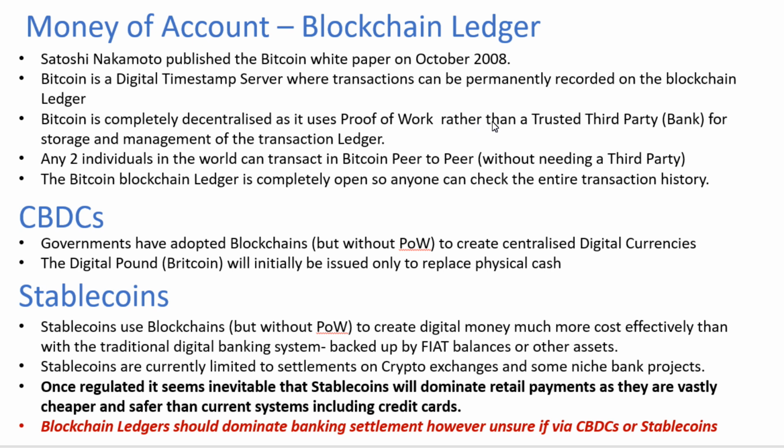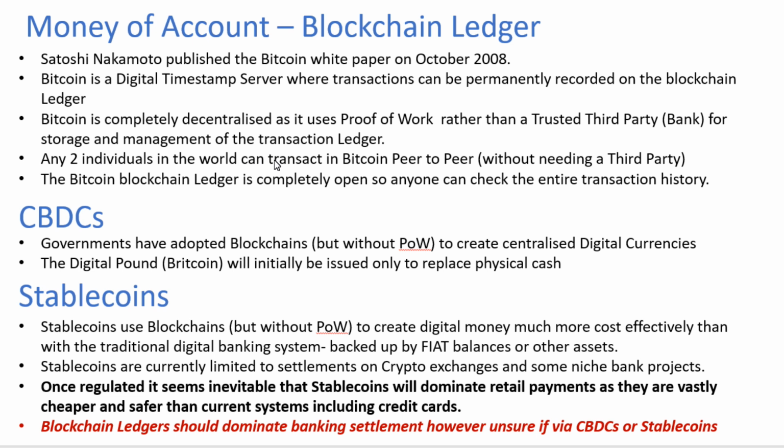It doesn't rely on a trusted third party like a bank, because it uses proof of work, where lots of so-called Bitcoin miners use lots of energy to compete with each other to correctly validate the next block in the blockchain. And through this trustless system, we have a digital timestamp server or a blockchain ledger where all the transactions are recorded without requiring a trusted third party like a bank.